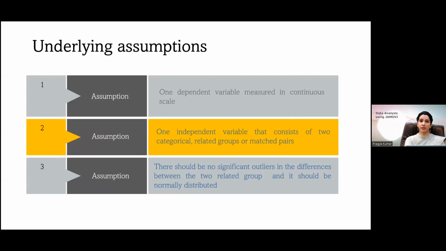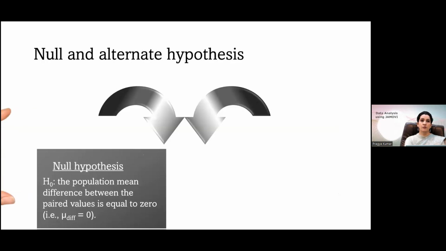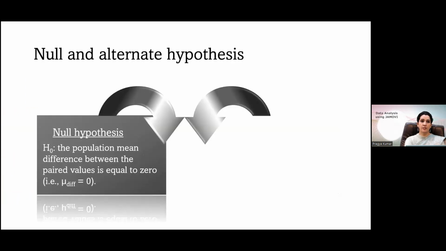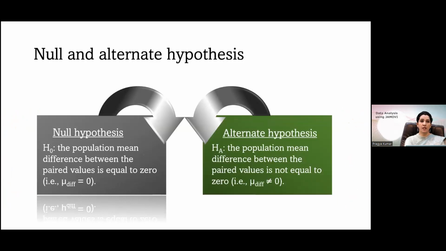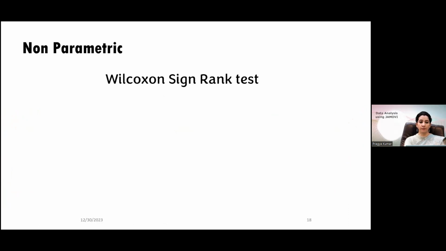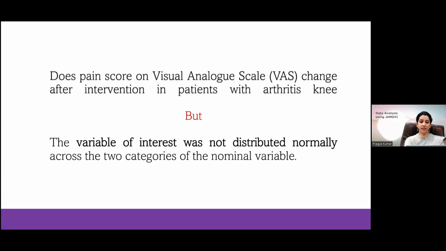And there should not be any significant outlier in the difference between the two related groups, and it should be normally distributed. So the null hypothesis states that the population mean difference between the paired value is equal to 0, and the alternate hypothesis states that the population mean difference between the paired value is not equal to 0. Its non-parametric counterpart is the Wilcoxon sign rank test.